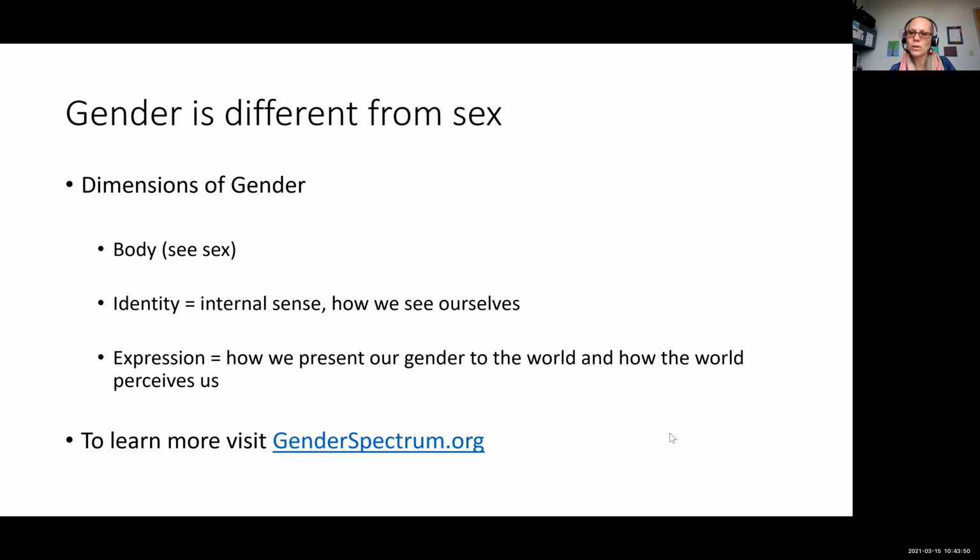Identity is another important dimension of gender, and this is a very internal sense. This is how we see ourselves. And so this is a very unique, individualistic sort of component of gender. And then the third dimension is expression. And this is more like how we present our gender out into the world.